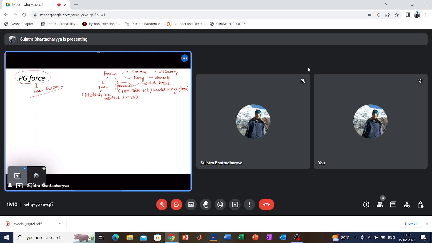Now comes the PG force. For this pressure gradient force, we will take a cuboid kind of situation. Let me draw it first.